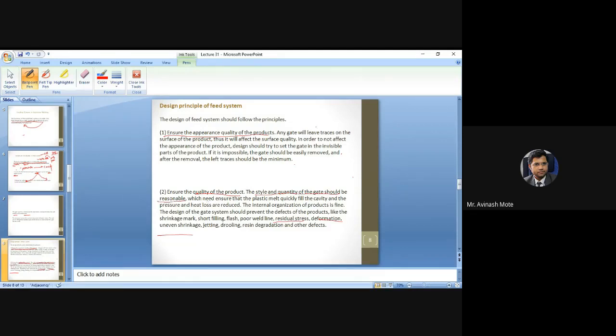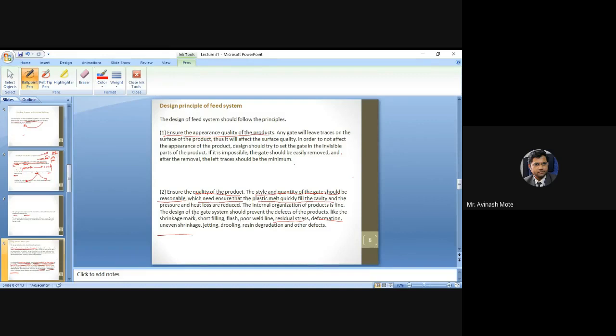So if the product is too large, you can provide more number of gates, if required. That can be done to avoid these kinds of problems, which need to ensure that the plastic melt quickly fills the cavity. That is important. The gate should quickly fill the cavity. Otherwise, if you take more time, obviously the cycle time required will be more and the production rate will be lesser. But apart from that, you will get a different shrinkage rate and a different cooling rate throughout the component. That is the problem.